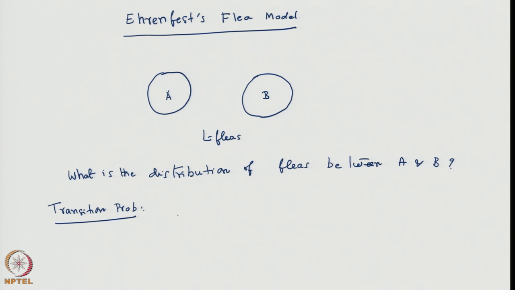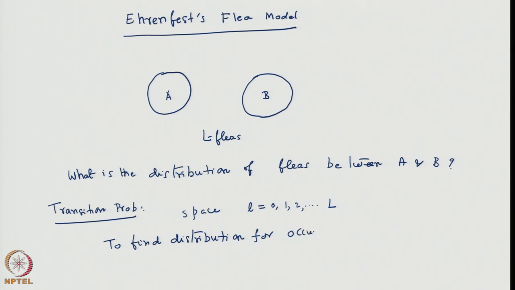So, our state space consists of l equal to 0, 1, etc. up to L fleas. So, we therefore have to find a distribution for occurrence of l fleas given that there are a total of L maximum possible fleas. So, to find a distribution for occurrence of l fleas on A. Now, if A has l fleas, let us say a particular realization, then necessarily B must be having L minus l fleas.